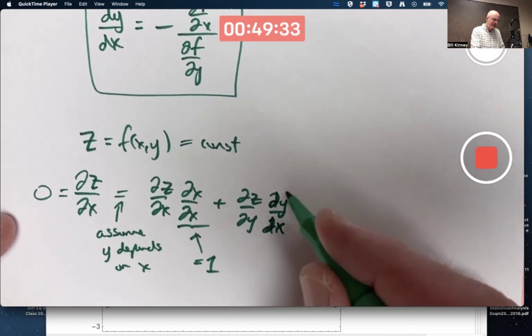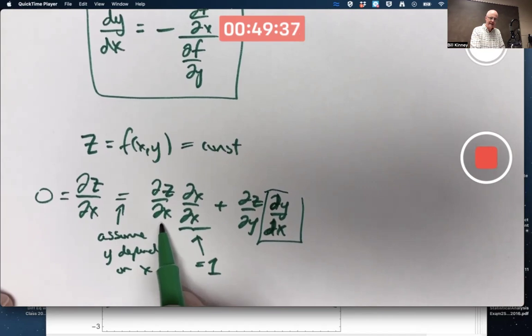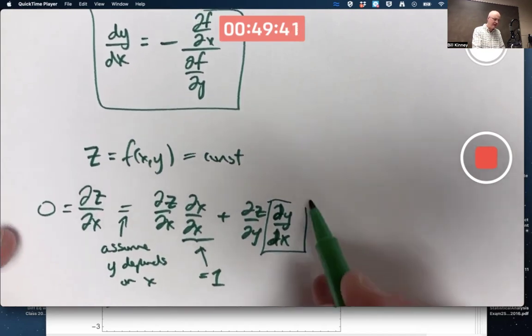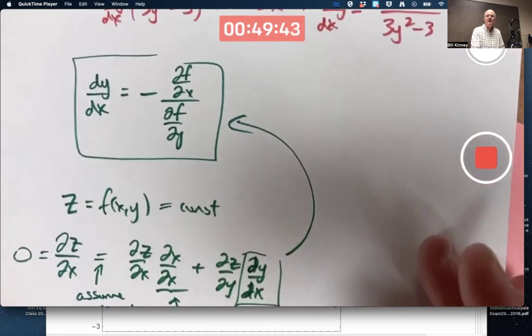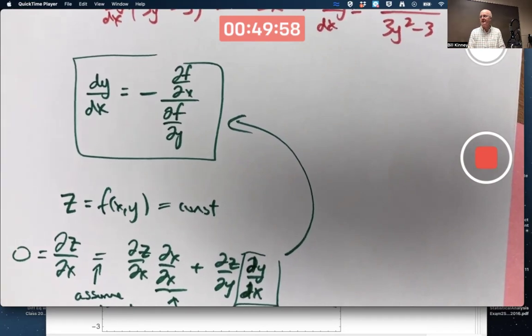And what you end up doing is solving this equation for dy/dx: subtract dz/dx from both sides, then divide both sides by dz/dy, and you'll get this equation with f's in place of z. But z is a function f of x, y, so that's not a big deal. Very quick, maybe not super precise derivation of this formula, but that's another formula you're going to see in the reading and should be able to use.